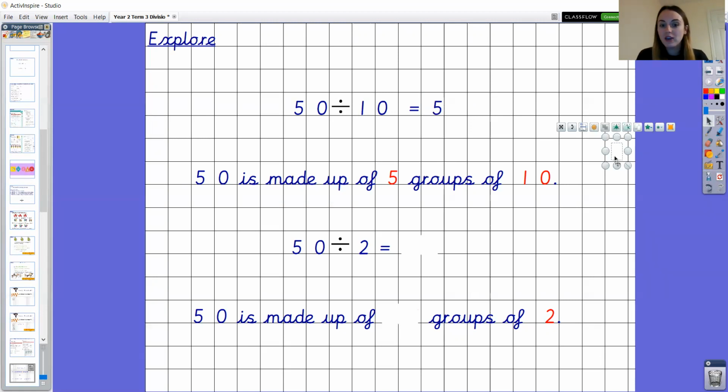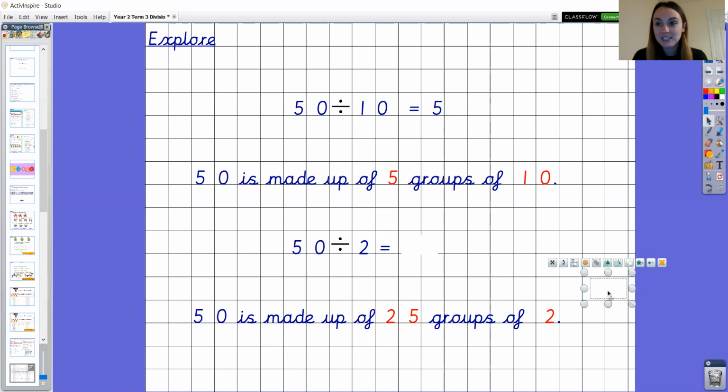I wonder if you can pause the video here and have a go at the next question before we review it together. Well done. So we're thinking about how many groups of 2 make 50. Of course, when we're dividing by 2, we're also halving. So thinking about finding half of 50. What's half of 50? I know half of 40 is 20. And I need to find half of 10 more, and that would be 5. So we know that 50 is made up of 25 groups of 2.